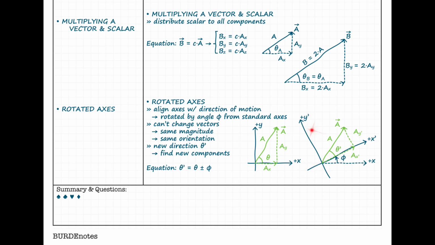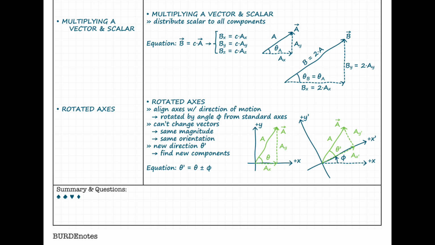We can align the axes with our acceleration. If our object is moving on a ramp or on an incline, it makes sense for us to use axes that are aligned with that incline as well. The key to using rotated axes, axes that are rotated by some angle phi relative to your standard axes, is that the vector itself can't change. The vector has to keep the same magnitude, and it has to point in the same direction, have the same orientation that it had before.